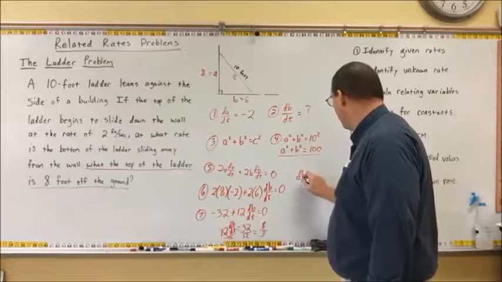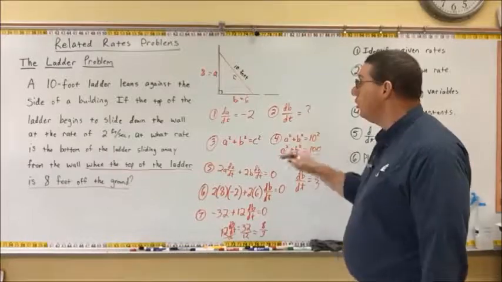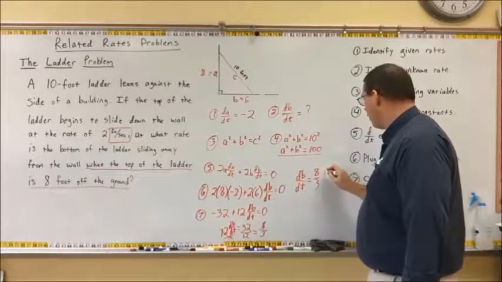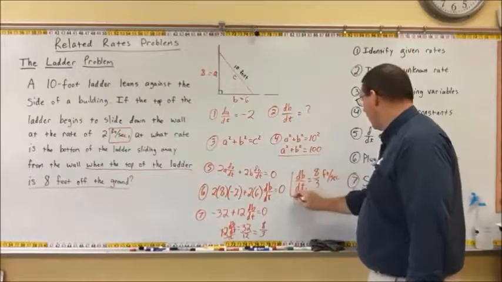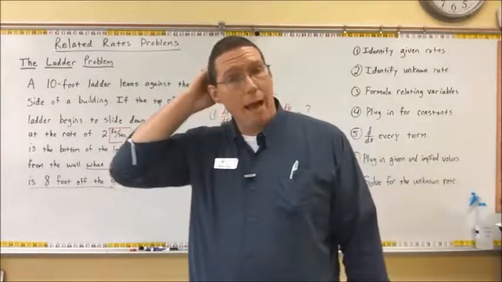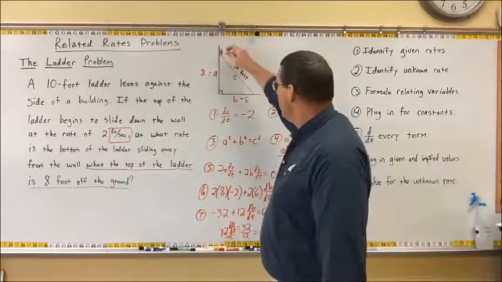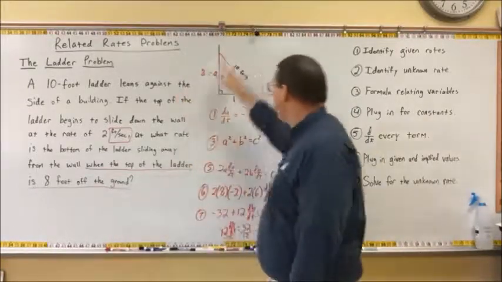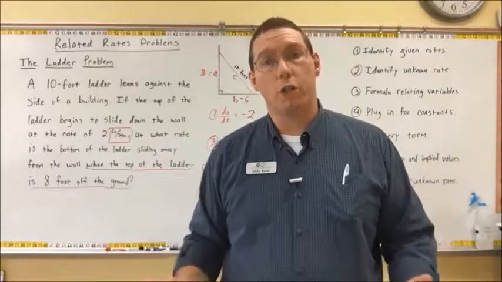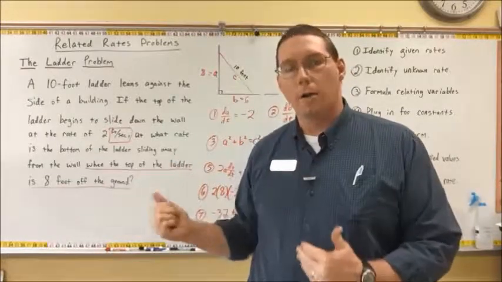So my answer, dB dt, the rate of change that we're asking for, is 8 over 3, and I need units. This question is giving us units in feet per second. So 8 over 3 feet per second. And that is the answer to this ladder problem. Okay? So anytime that you have a situation that indicates a right triangle where the hypotenuse is not changing, but the legs of the right triangle are changing, you can use this procedure, you can use this example as a model for how to solve that problem.